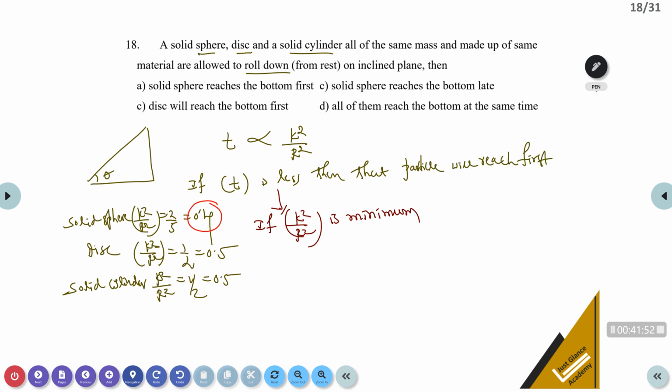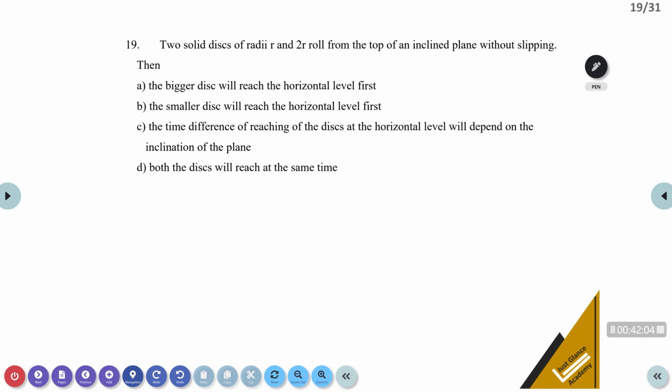Here you see k square by R square is minimum for this one. When this is minimum, T is minimum. So it must be the solid sphere that reaches the bottom first. This is the right choice. Next.